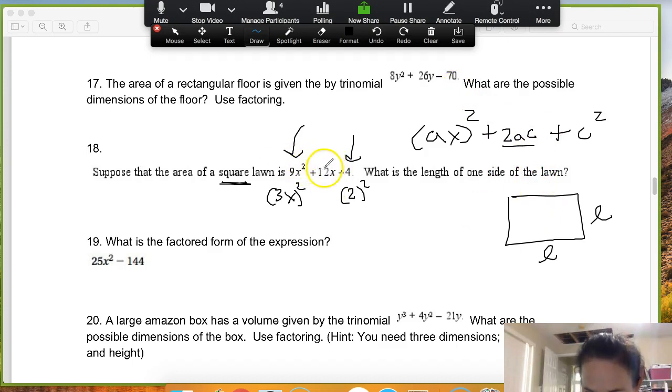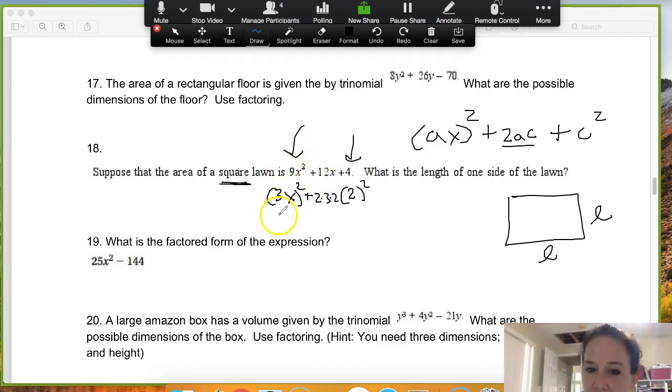Well, is that middle term 2 times my a value, which is 3, times my c value, which is 2? Well, it is. 2 times 2 is 4, and 4 times 3 is 12. Oh, it is. It works. This is a perfect square trinomial. Okay.